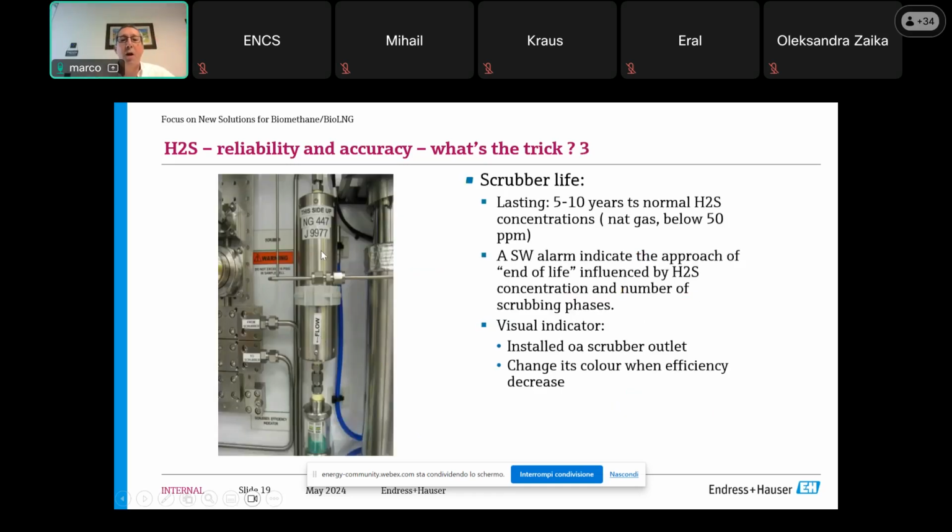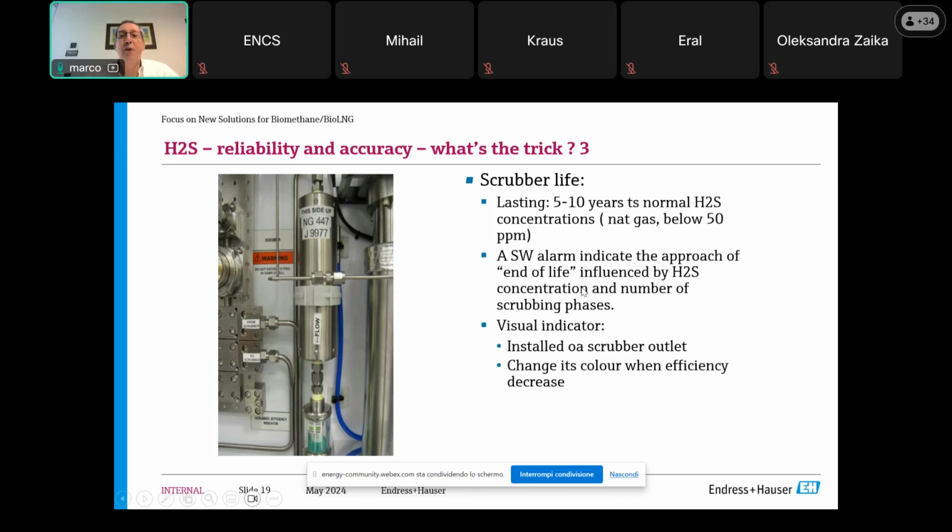This is the picture of the scrubber. The scrubber life at normal concentration, as we intend in natural gas or biomethane, even more, let's say below 50 parts per million, which is a high concentration, can last around 5-10 years. So it's not 2 years per part. It's something that lasts longer.